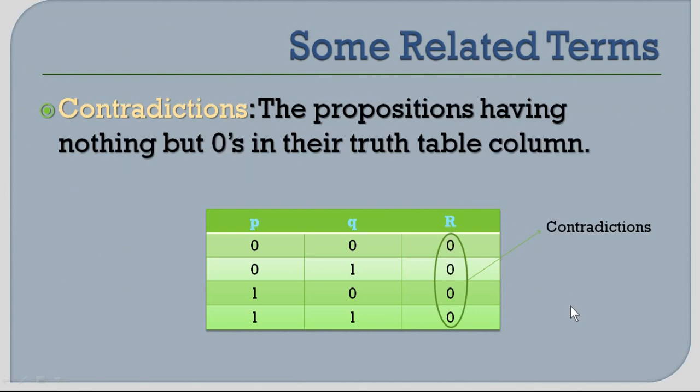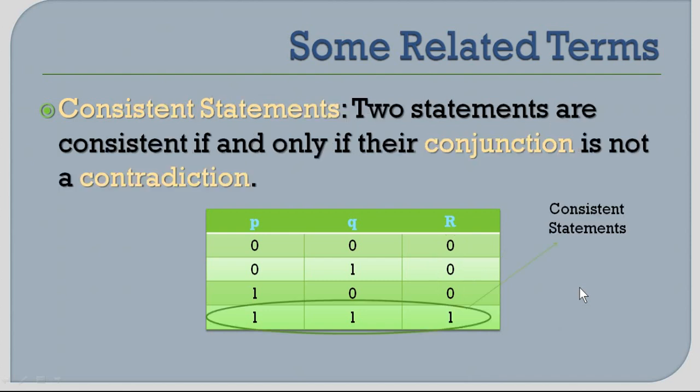Next you are going to see contradiction. A proposition having nothing but zeros in its truth table column is called a contradiction. You can see that in the result column, all the values are 0. If you find any truth table like this, where all the values are 0, then you can declare it as a contradiction. You will write the declaration statement below the column as a contradiction.